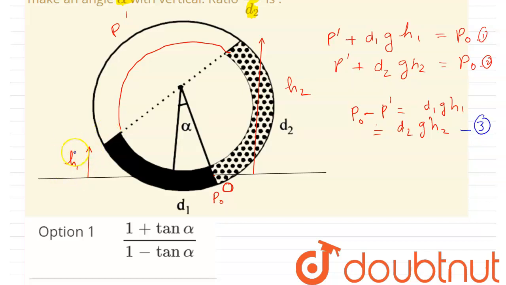Now what are these heights H1 and H2? You can see this length is R cos alpha, right? So let's draw a horizontal line here. If this angle is alpha, then this angle will also be alpha. This angle is alpha, so this will be 90 minus alpha, right? And it is already given that the two liquids subtend 90 degrees at the center, right? So this angle is alpha, this will be 90 minus alpha, and this will again be 90 minus alpha, right?